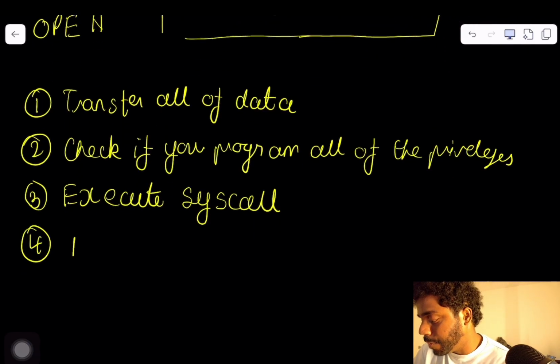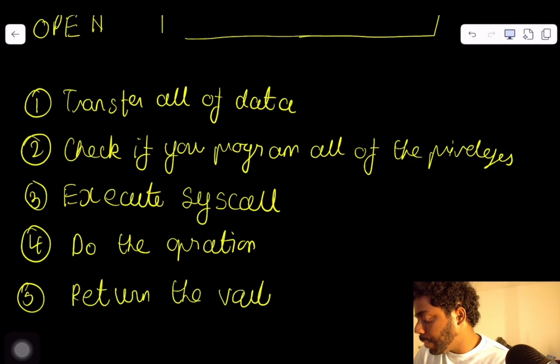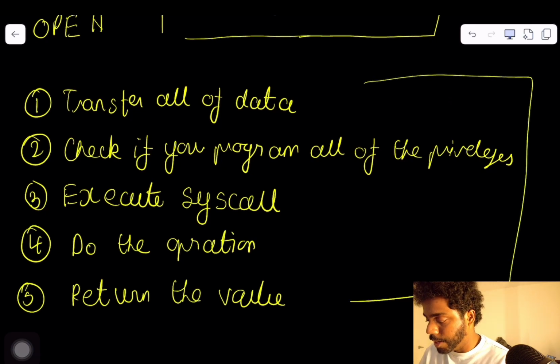That is the most important part. Do the operation, and once you're done with the operation, I want you to return the value, right? Now, these are the four things that happen when you do a system call. These are the four steps that happen, right?